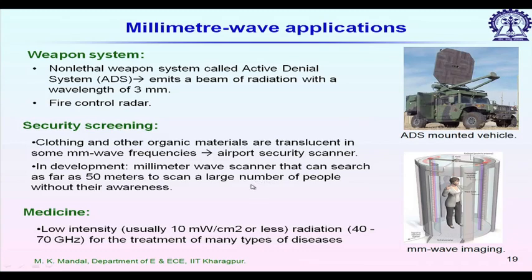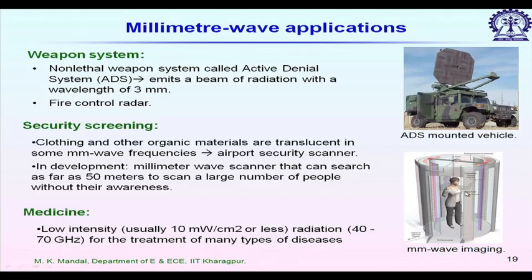Some other popular applications, security screening. Millimeter wave can pass through clothing and other organic materials, but it does not pass through our skin and muscle. That is why we can use active millimeter wave imaging to find out if anybody is carrying any weapons or any other things, and it is already in use in airports. For example, you can see this photograph.